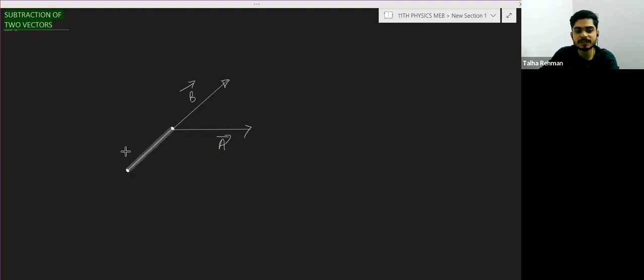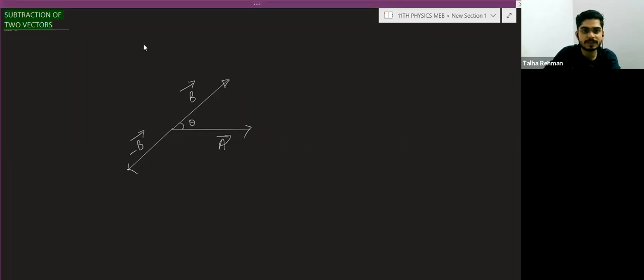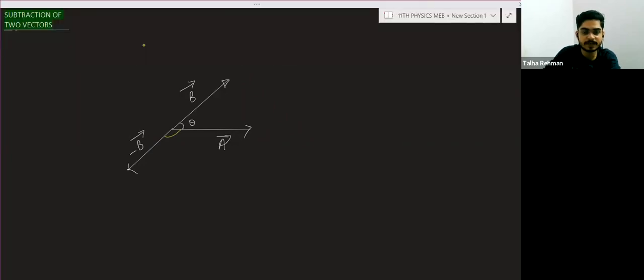Negative of B vector means a vector with equal magnitude. Equal magnitude means the length of the arrow will remain the same, but the direction will reverse. So this vector will be minus B vector this time. If this angle is theta, this angle will become 180 minus theta.